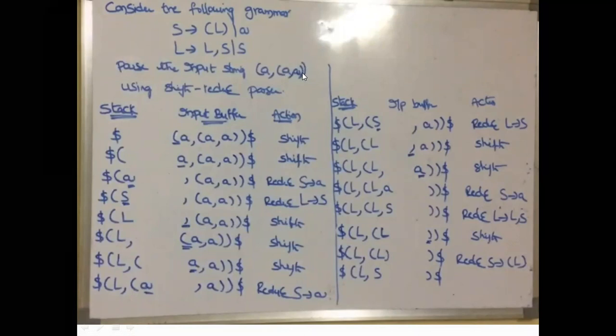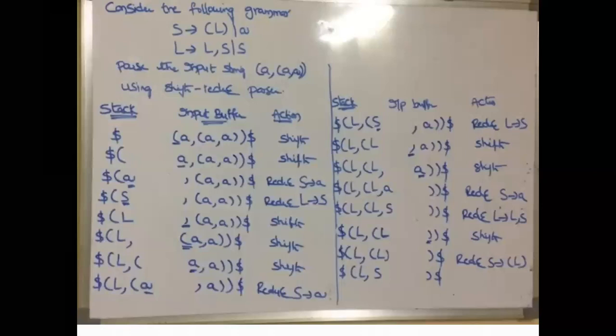So this is the given input string. Initially, the top of the stack is dollar. So that dollar is present in the stack, and the input buffer holds the input string. The input string is placed in the input buffer, and the dollar is the top of the stack. The input buffer has the terminal, here the open brace. So for this open brace, what action are we performing in shift reduce parsing?